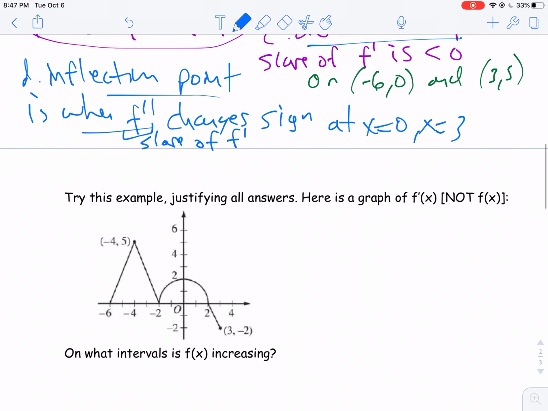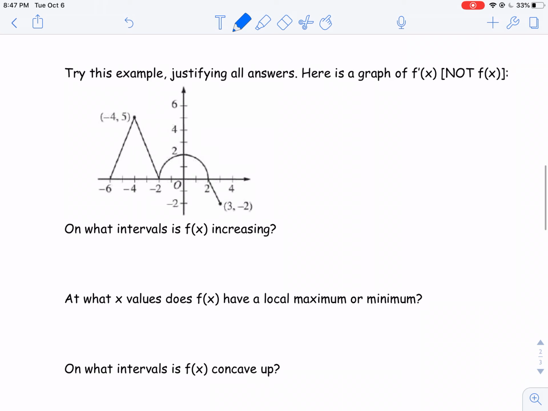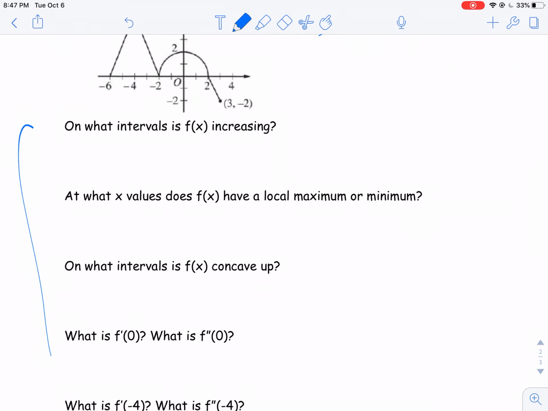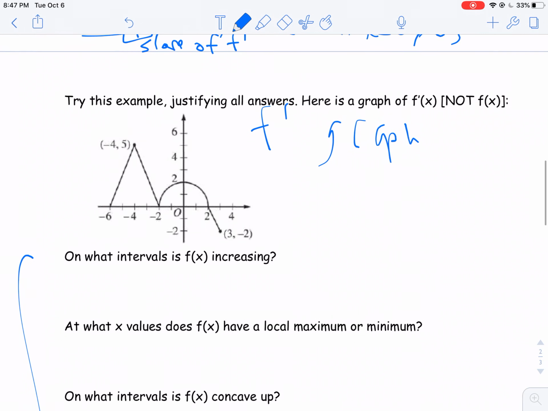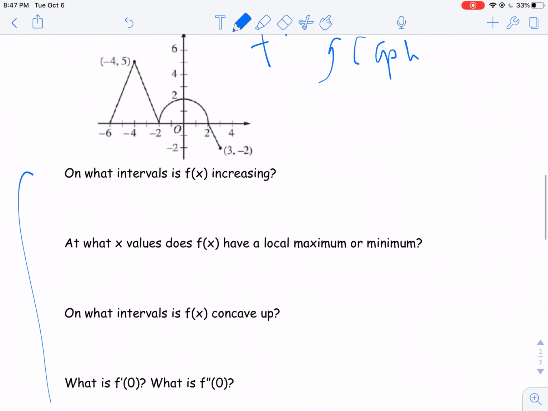Before we meet again, could you please try this? So again, this is an f prime graph. You can do this on your notes or some other piece of paper. Go ahead and try and answer this question. Try and do the best you can. Go through and answer each of these questions just like we just did. And then we'll talk about our answers in class.